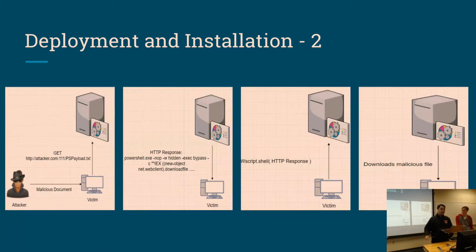So this is a simple topology. The attacker sends the malicious document first. The document sends out the HTTP GET request for the text file, which contains the PowerShell payload. It comes back with the HTTP response. The document uses that response as an argument to wscript shell, and then it will download the malicious file, keylogger in our case.